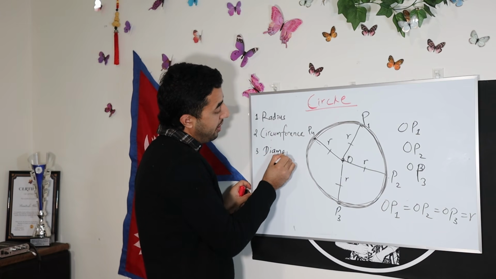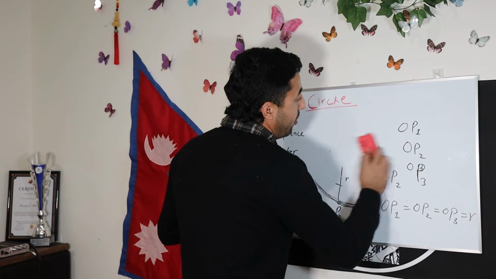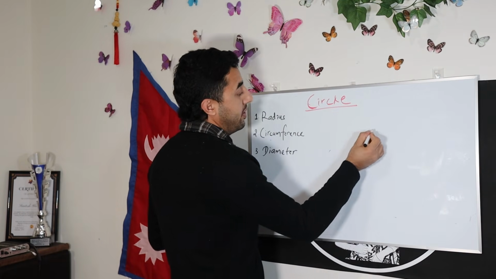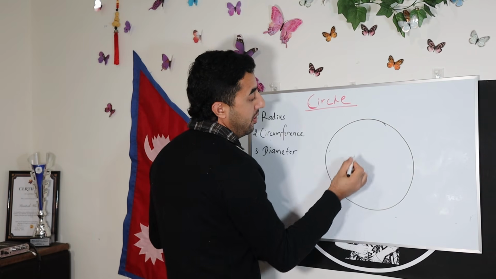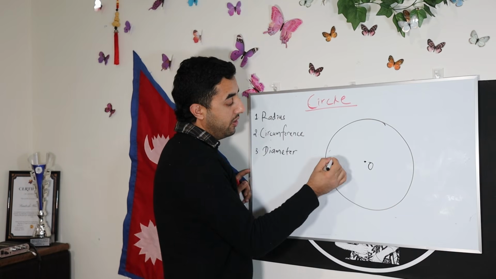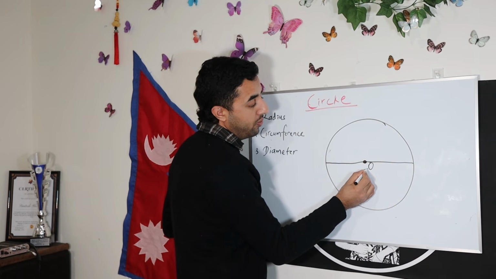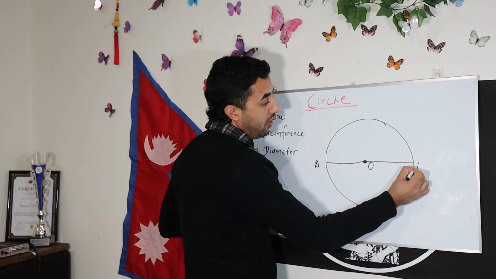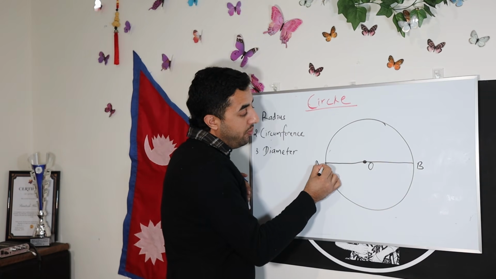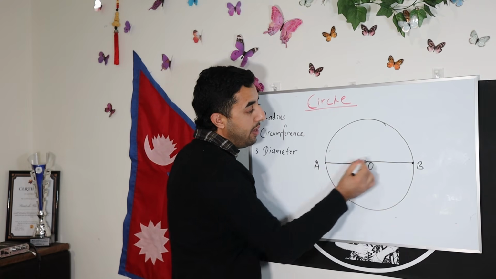So let's learn about what is diameter. I will make another circle. What is diameter? If this is the circle and this is the center of the circle, diameter is the length or the line which passes through the center of the circle, O is the center of the circle, and touches any 2 points on the circumference of the circle. The diameter is the line which passes through the center of the circle and touches any 2 points on the circumference is called diameter. This AB is diameter.